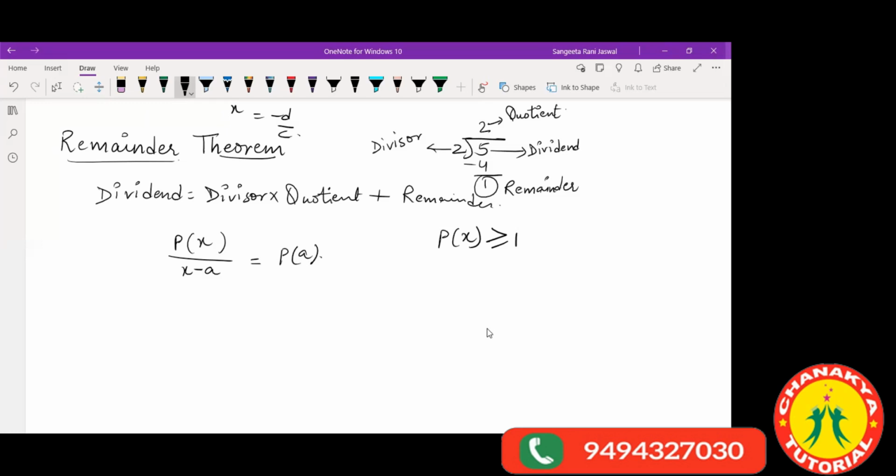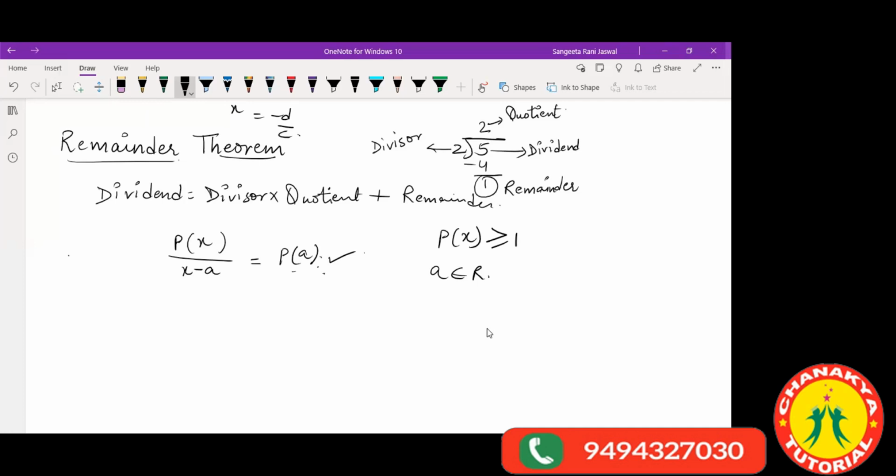Okay, see now, if p(x) is any polynomial of degree greater than or equal to 1 and let a be any real number, and a क्या है? A is any real number. If p(x) is divided by the linear polynomial x minus a, then the remainder is p(a). ये बोला उन्होंने. ठीक है, कुछ समझ आया? p(x) divided by x minus a gives the remainder p(a). ये हमारी रिमाइंडर थ्योरम हमें कह रही है.